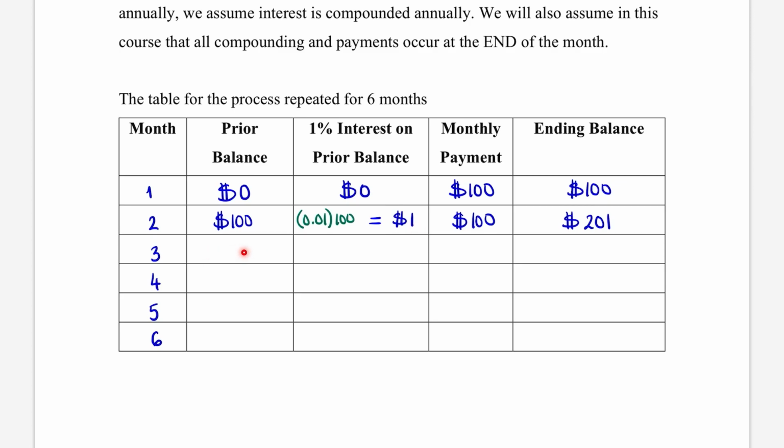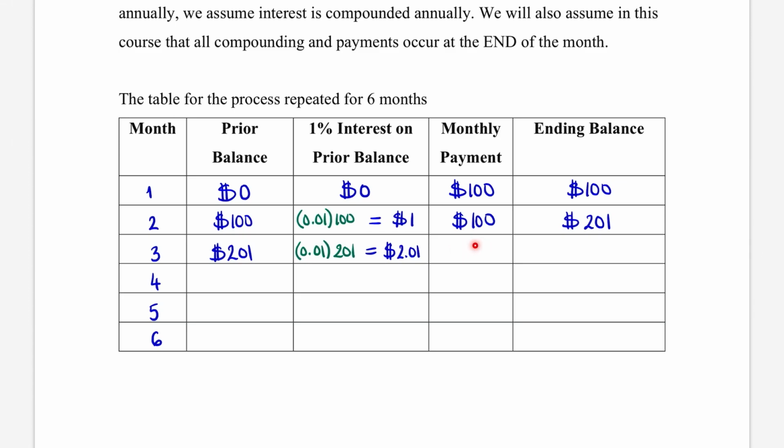In the beginning of the third month, I have not made my contribution yet, because remember, we assume that we make the contribution at the end of the month. So in the beginning of the third month, the prior balance I have here is the ending balance of my second month, which is 201. And in this column is the interest that I earned on the prior balance. So it's going to be 1% of 201: 0.01 times 201. And that gives me $2.01.